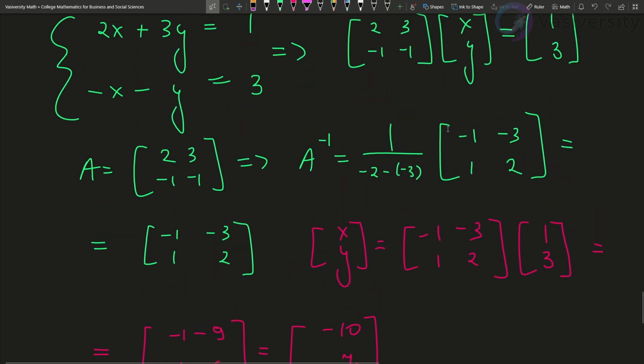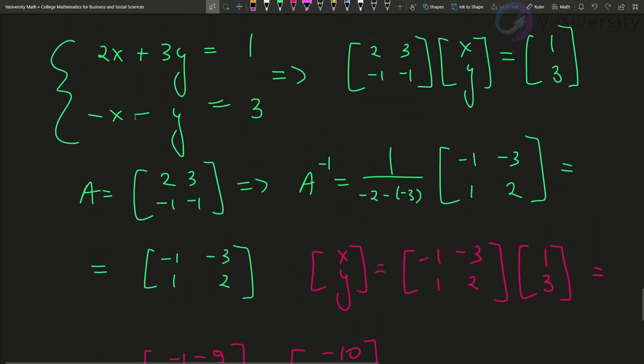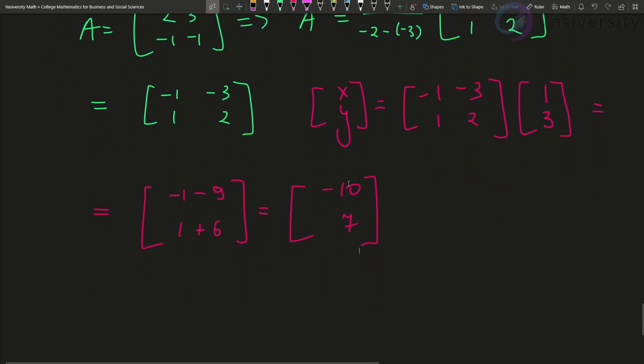Right, and of course, let's go ahead and check it. So negative 10, negative 10 minus 7, so it's going to be positive 10 minus 7, which is 3. That works. And negative 10 times 2, that's negative 20, plus 21, that's going to be 1. So perfect, this is our x and y.